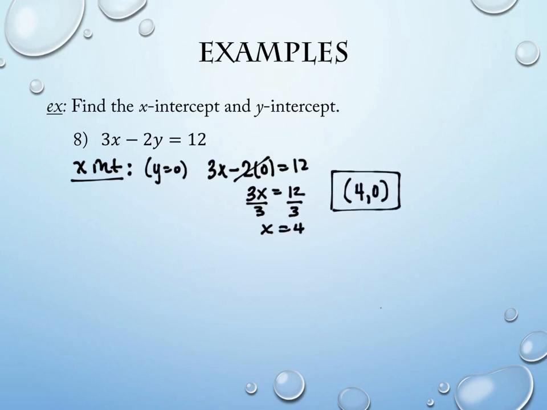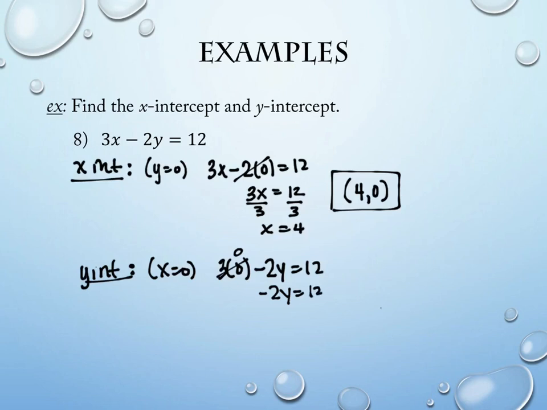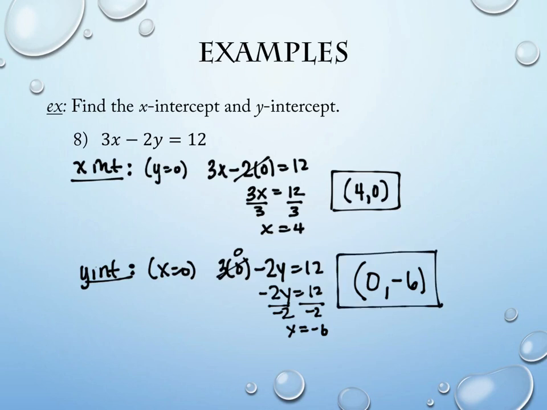And then if we do the y-intercept, again, we have to let x equal 0. So we have 3 times 0 minus 2y equals 12. So again, this piece is going to be 0. I've got -2y equals 12. And if I divide by -2, then I get y is -6. So the x value is 0 and the y value is -6 for that intercept.